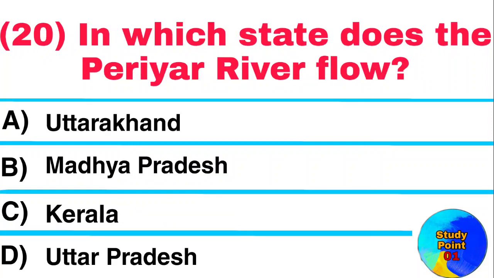Question. In which state does the Periyar River flow? A. Uttarakhand. B. Madhya Pradesh. C. Kerala. D. Uttar Pradesh. Answer. Kerala.